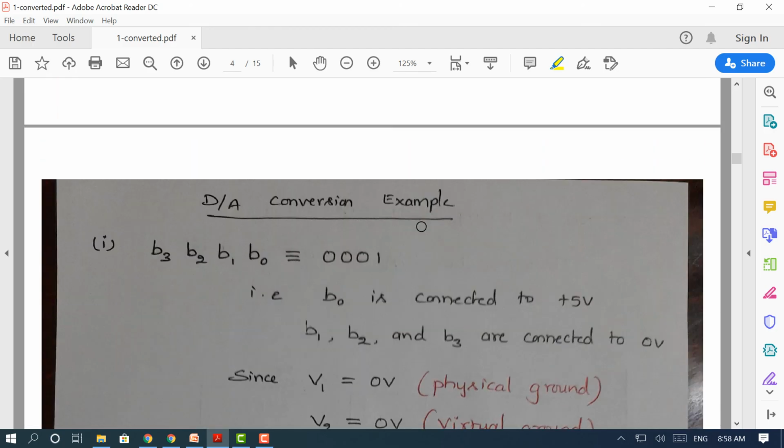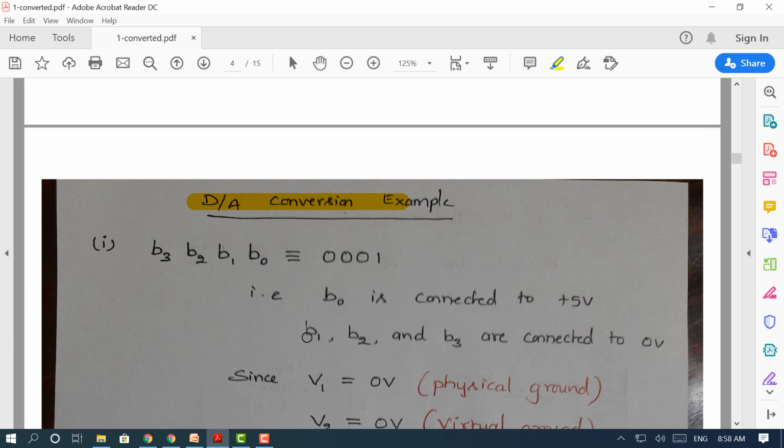Let us take an example and see what the analog voltage is for some combination of digital data as input. Assume B3, B2, B1, B0 as 0, 0, 0, 1. That means in the circuit we are closing switch B0, that is, B0 is connected to plus 5 volts.